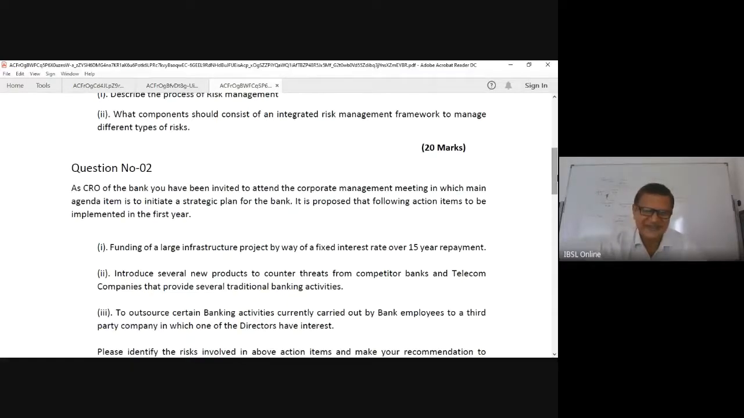First read this. Then, outsource certain banking activities currently carried out by bank employees to a third-party company in which one of the directors has an interest. Now again here, you have gone to the corporate management meeting, and one of the corporate managers says, one of our directors has a company, and he's willing to undertake some of the businesses currently carried out by the bank employees through his company. So you need to outsource that particular service to that company, and they will run it for you. You don't need to have staff.